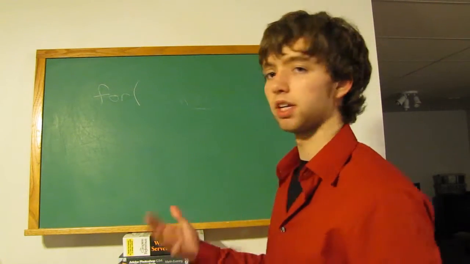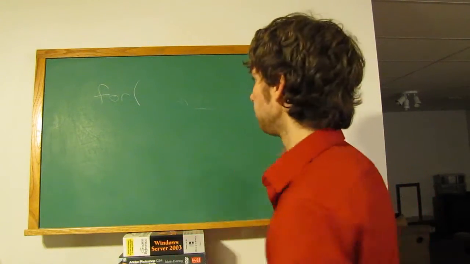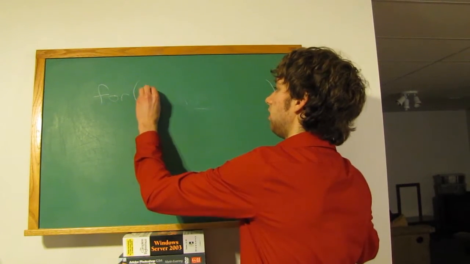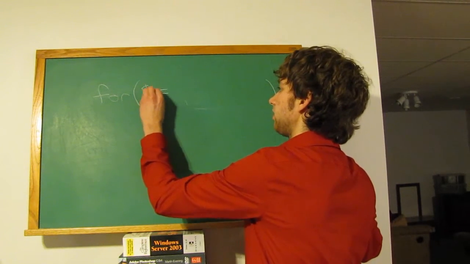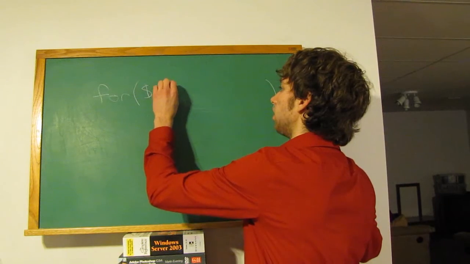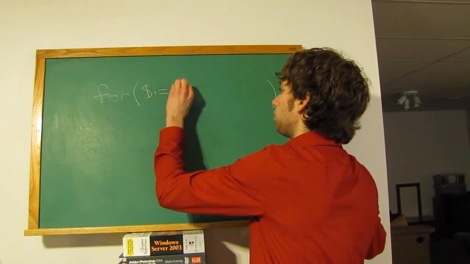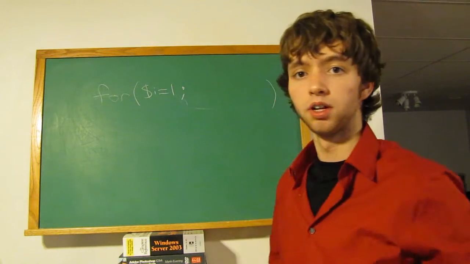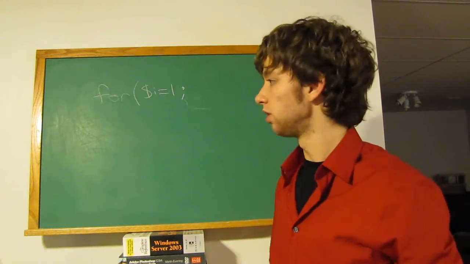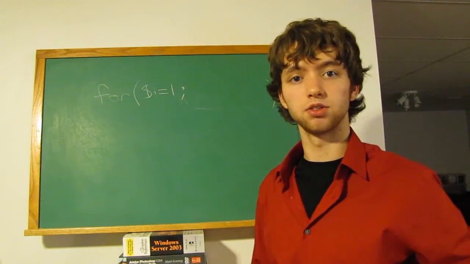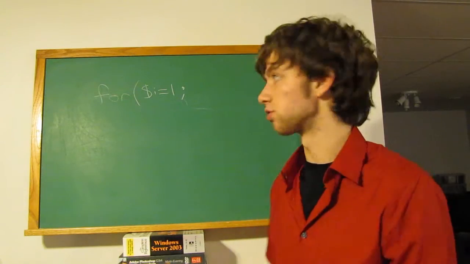The first one, we can define a variable. So let's use the variable I. And we can give it a value of 1. And then we put a semicolon, okay? Now we give it the second expression, which is a test, just like in an if statement. We test if it's true.